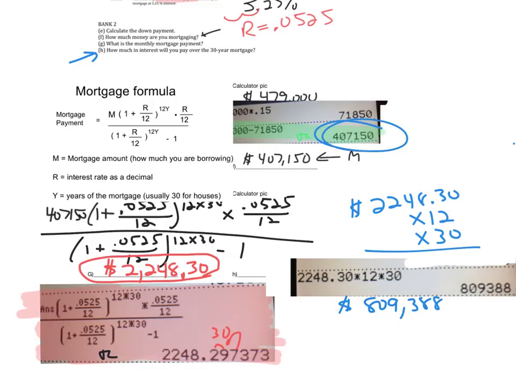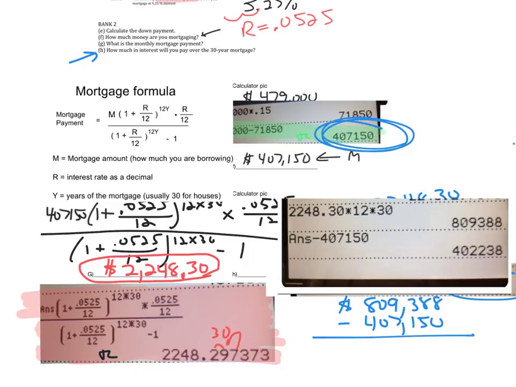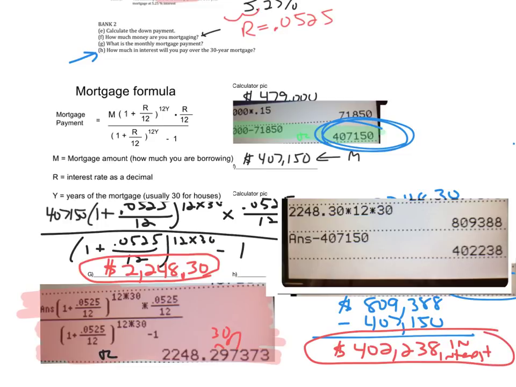But you mortgaged $407,150. So you always take this product, how much you pay the bank back total, then you subtract the M, how much you're mortgaging. So here you're paying the bank back $402,238 in interest. And that's going to be the number that we're using in this question, because that's how much interest we are paying if we went with Bank 2's offer.